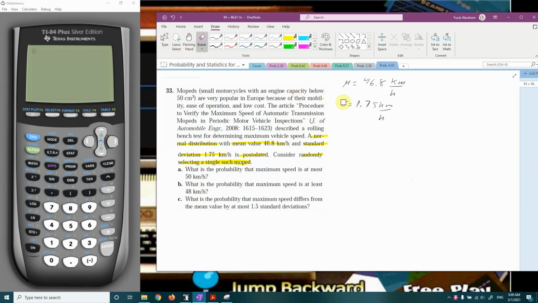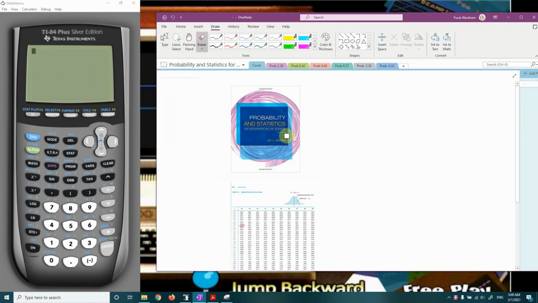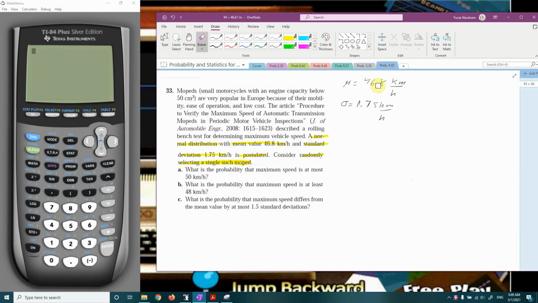In this example, I'm going to be using a problem from this book, Probability and Statistics for Engineering and the Science. I'm going to be using problem 33 in chapter 4. So here we go. The problem is like any other engineering or science textbook, they always give you a background story of the problem.